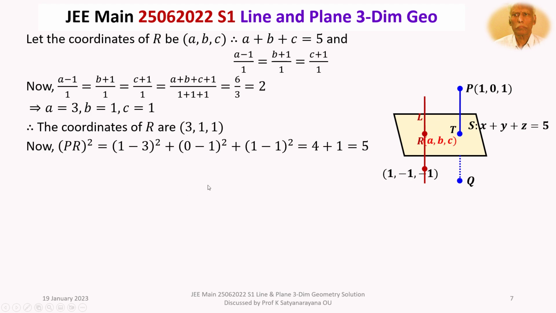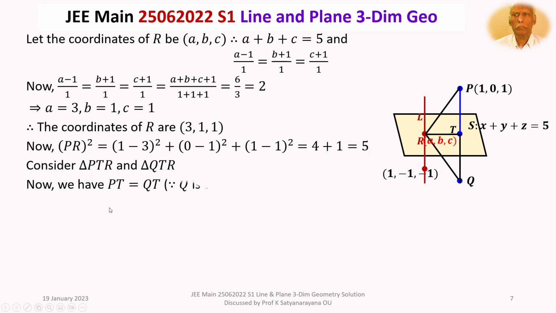For that, we consider two triangles. The triangle PTR and the triangle QTR. So, triangle PTR and QTR, these are the two triangles. In three dimensions, you have to understand this is in 3 dimensions.